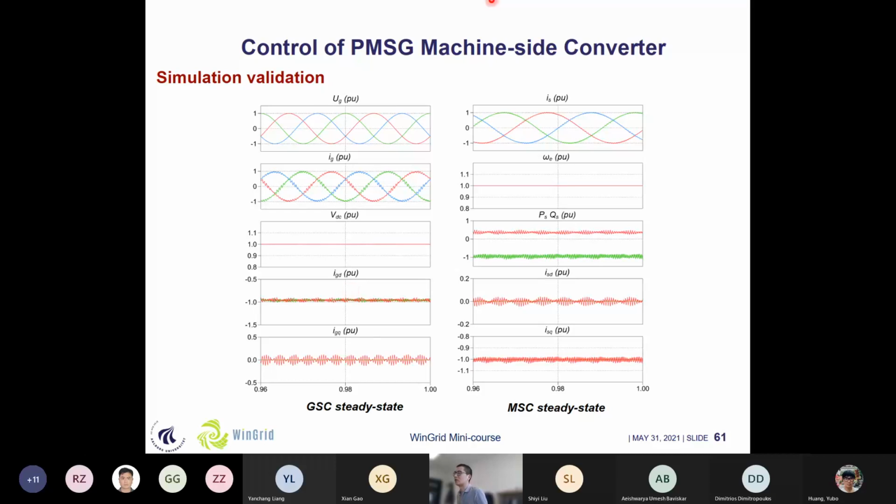And here we can see that for the grid side converter, the grid voltage and the grid current are in phase or out of phase. That means we have unity power factor, and we can also see that the DC link voltage is well kept at a constant value. And if we take a look at the machine side converter design, we can see that we can control the rotor speed at constant, and the active power and reactive power also work as desired, and we have constant D and Q axis stator current at steady state operation.